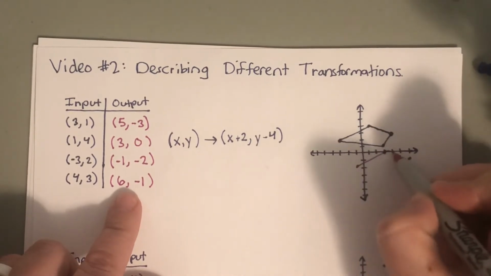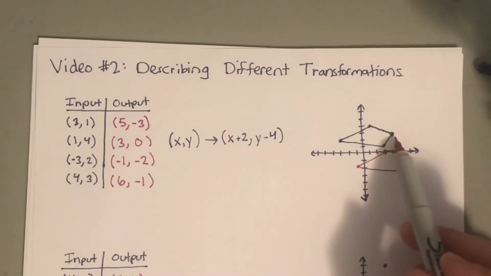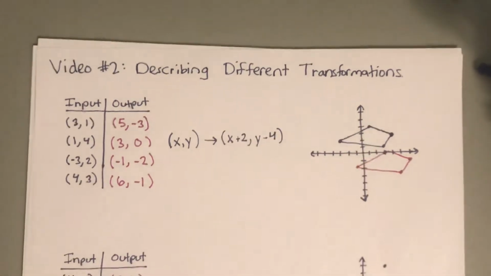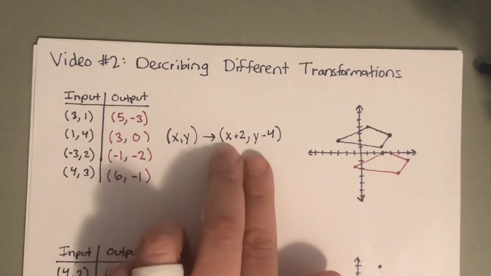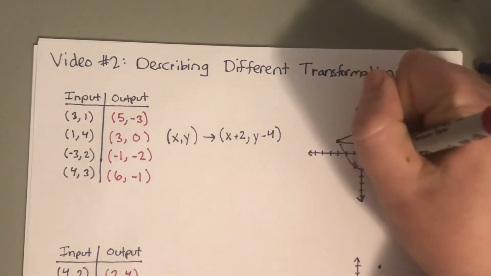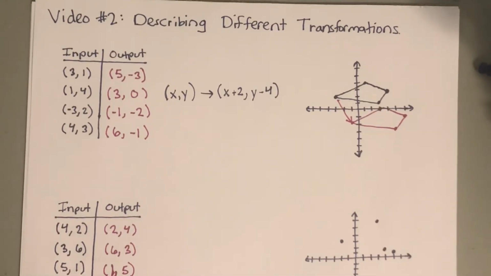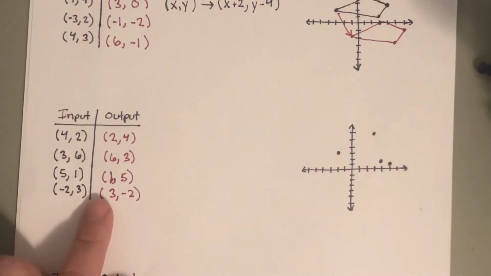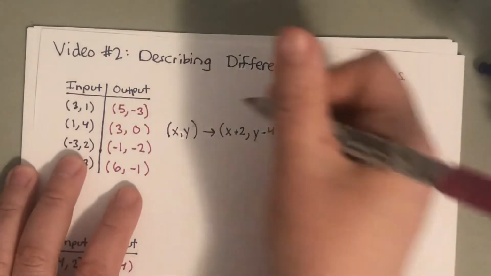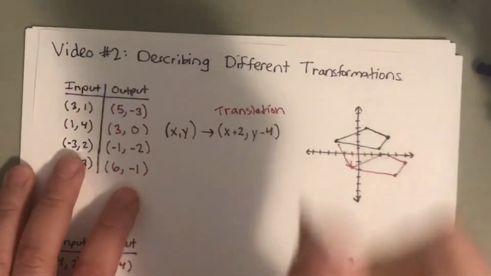And if you notice, it took this shape and it moved everything over 2 and it moved everything down 4 because that's what this said was going to happen. So when you're adding and subtracting things from each coordinate, really what you're getting is a translation. Like that. Now, let's look at this one. Here's something a little bit different happening. In this one, well, actually, let's go back up here real quick, and we'll label this as a translation.